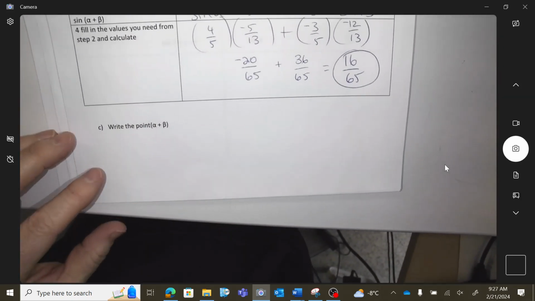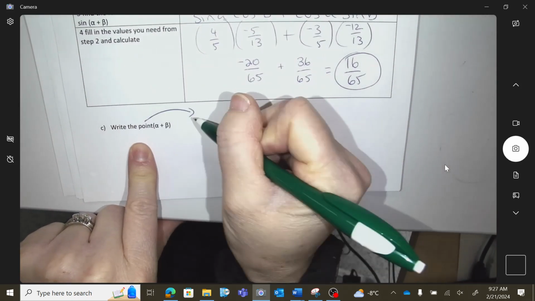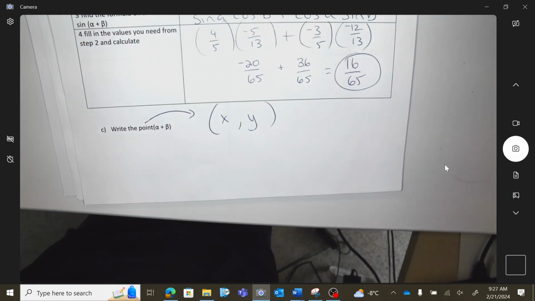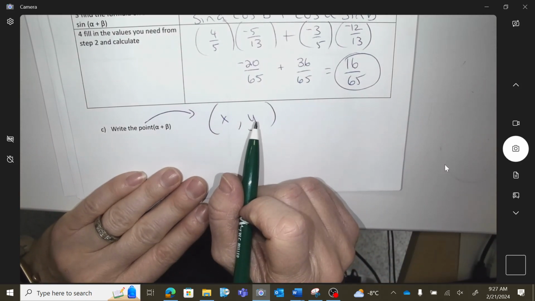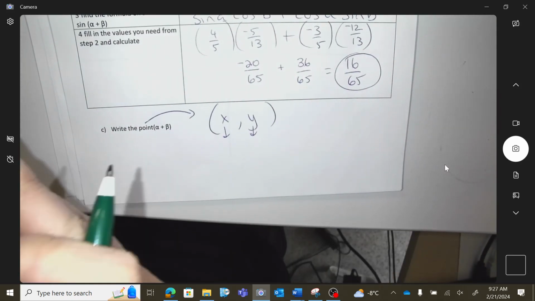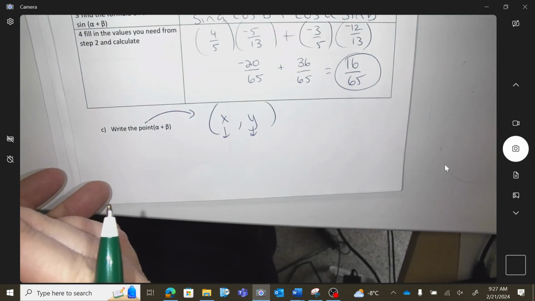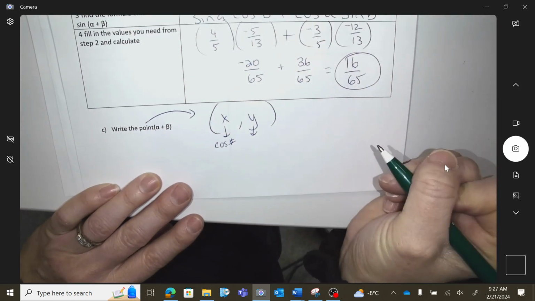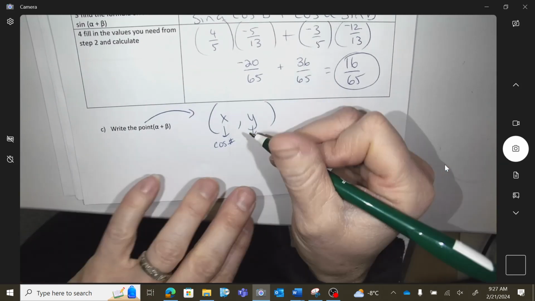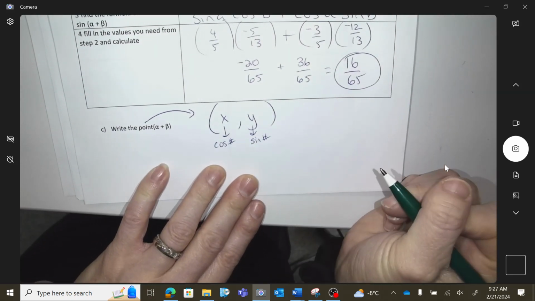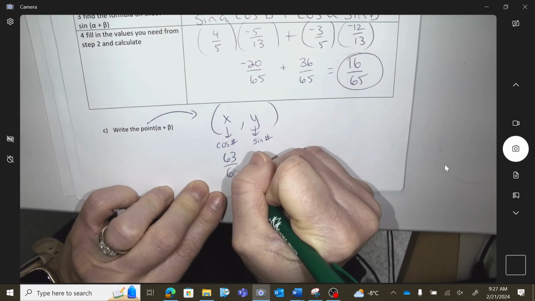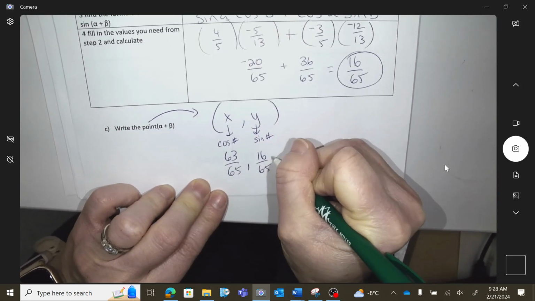Okay, very, very last question, just what's the coordinate of the point? So how do you write coordinates? You always write a coordinate like that, right? An x, comma, a y. So if I'm talking about trig, what do x values show us? They show us cos values, right? And what do y values always show us? Sine values. So what did we write here above? The cos was this, comma, the sine was that.